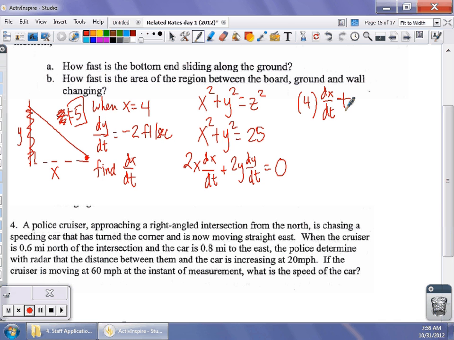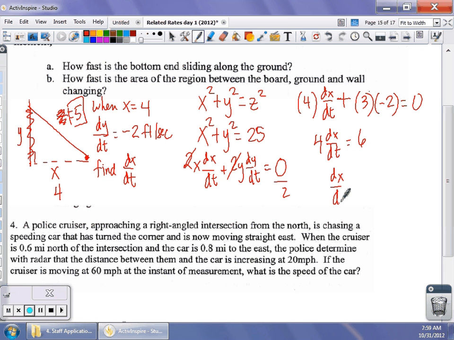In place of y, well, if x is equal to 4, then this would be a 3, 4, 5 triangle by the Pythagorean theorem, so y would be 3. Notice I had to go back to the original equation to solve that. And dy/dt is negative 2. Now remember, I divided the 2's out on both sides, so that's why I don't have the 2's in my equation anymore. So I have 4 dx/dt plus 3 times negative 2, which is negative 6, added to the other side is 6.